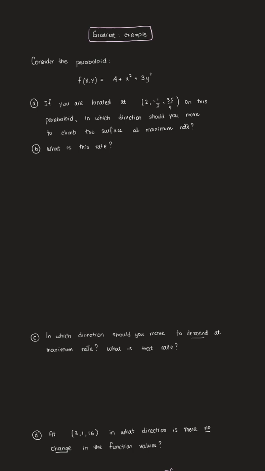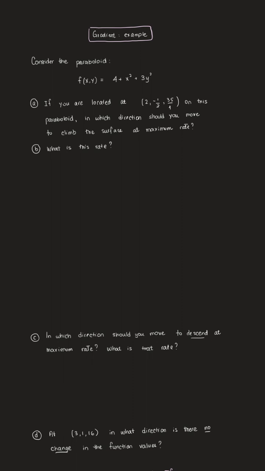Okay, in this example of the gradient, we actually have some questions that will help us better understand our interpretations of the gradient that we reviewed in the last couple of videos. So let's consider the paraboloid f of x, y equals 4 plus x squared plus 3y squared. And our first question is, if we're located at the point 2, negative a half, 35/4 on this paraboloid, in which direction should we move to climb the surface at the maximum rate?